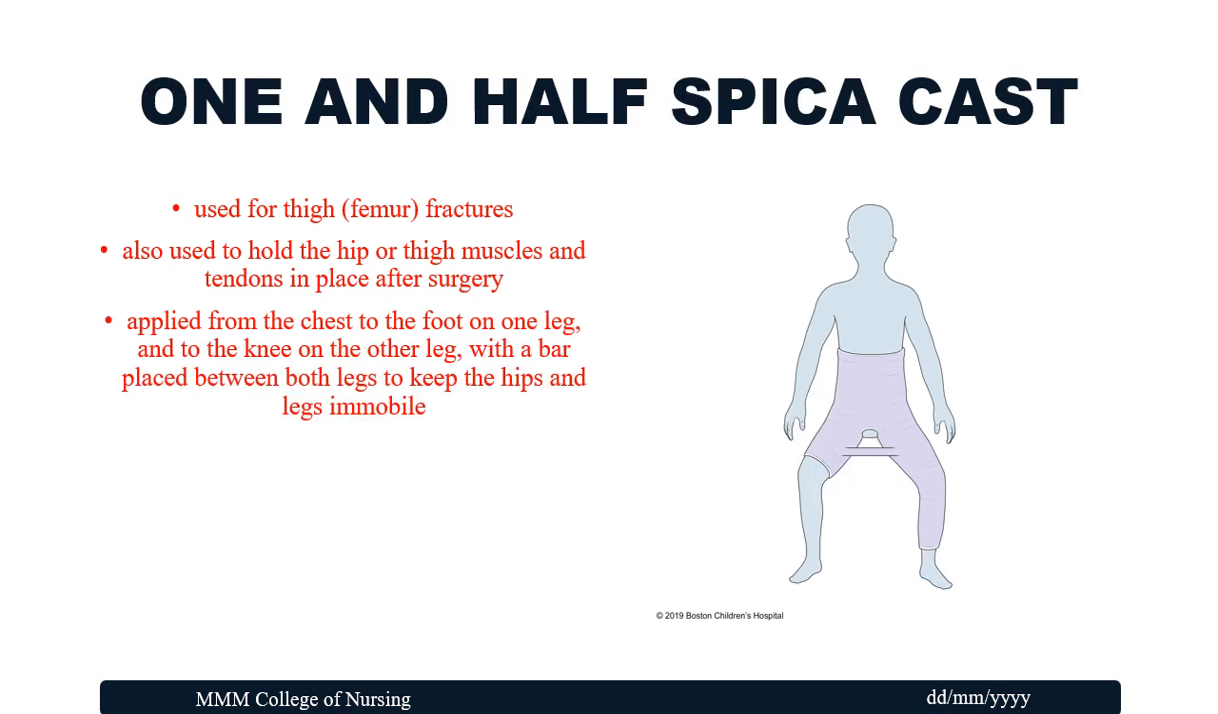Next, 1.5 spica cast. What is 1.5 spica cast? Used for thigh fractures, also used to hold the hip or thigh muscles and tendons in place after the surgery. Applied from the chest to the foot on one leg and to the knee on the other leg with a bar placed between both the legs to keep the hips and legs immobile.